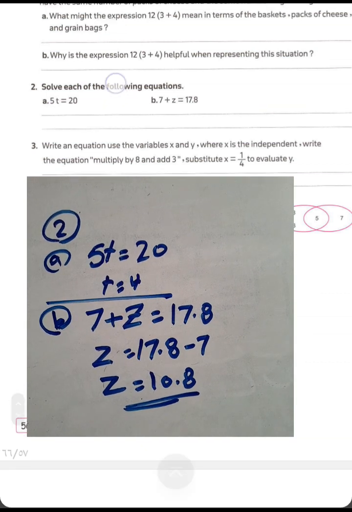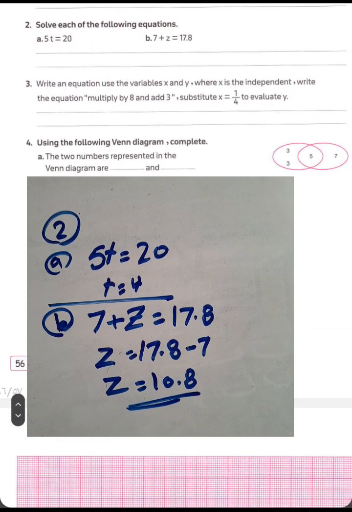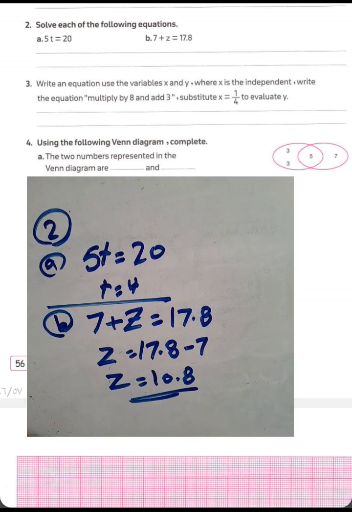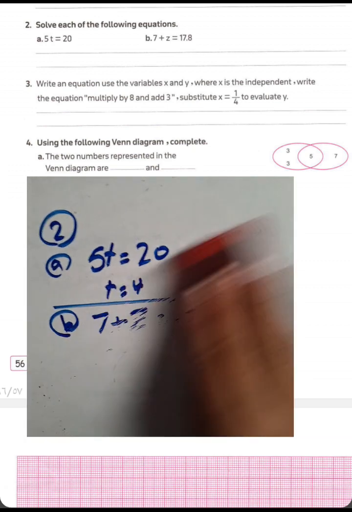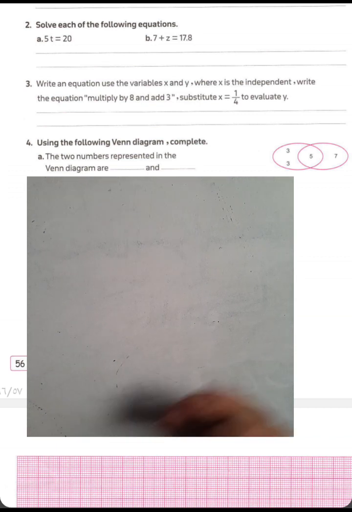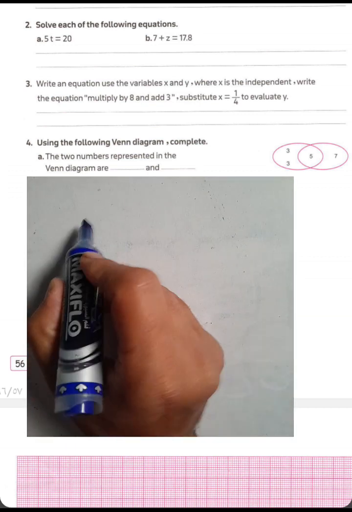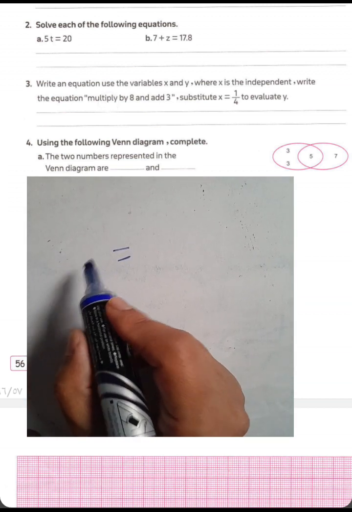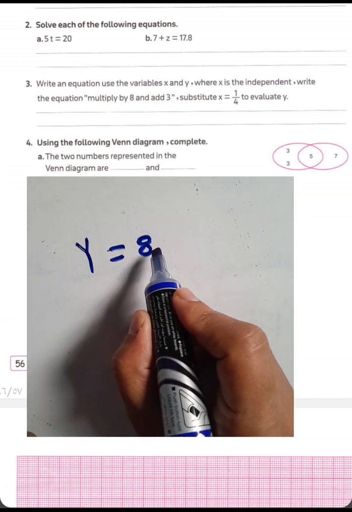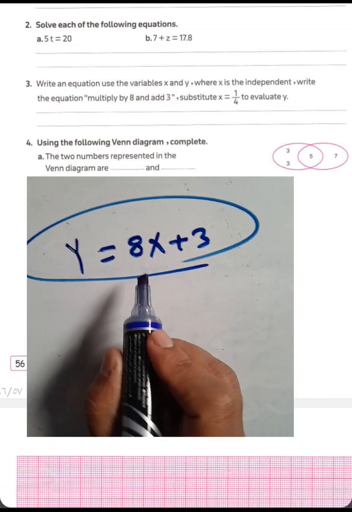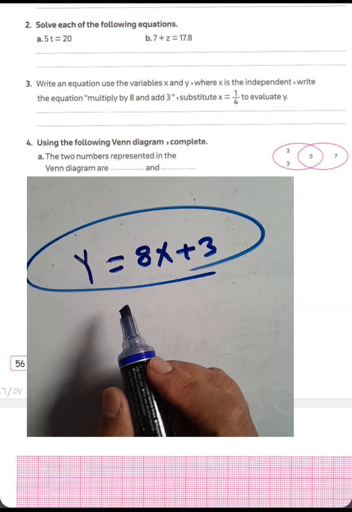Question number 3. Write an equation, use the variables x and y where x is independent. Write the equation: multiply by 8 and add 3. Substitute if x equals 4. First step, we can write the expression here, left hand side, right hand side, and write between them equals to write the equation. We know the equation consists of two expressions with the sign equals between them. And he gives us the rule here. He tells us multiply by 8 plus 3, then y will be equal to 8x plus 3.